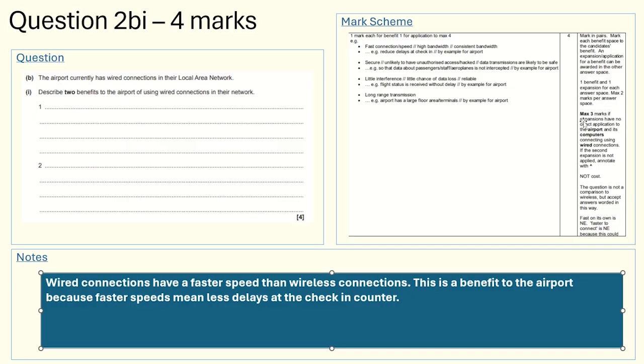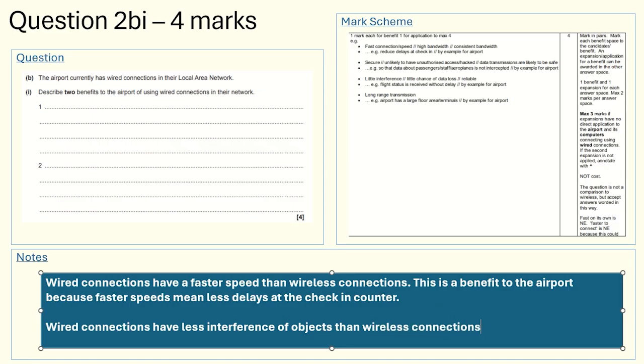We can also see here on the right-hand side that we can only get a maximum of 3 marks if we're not talking about the context of the airport. So we need to make sure we're doing it in the context of the airport.